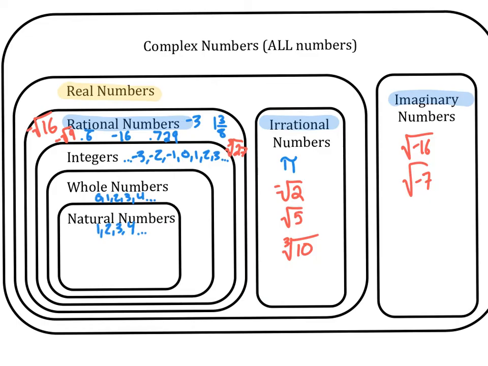This is true for square roots, fourth roots, sixth roots, anything that has an even index. And that's because nothing squared is going to give us -16. Nothing squared is going to give us any negative number.